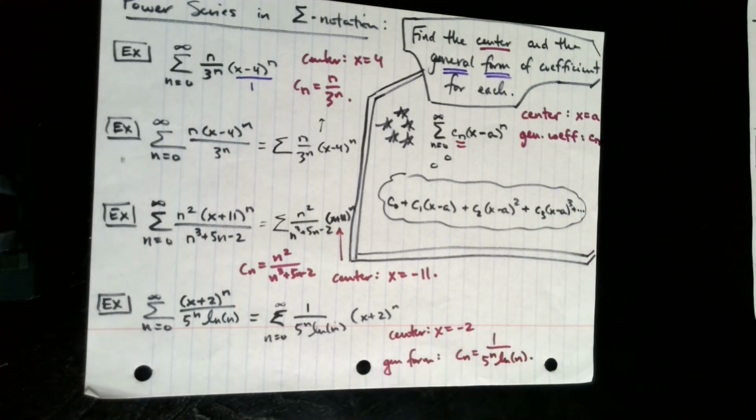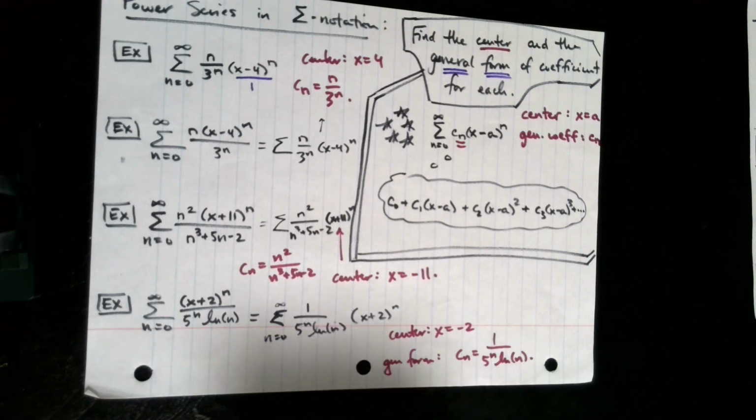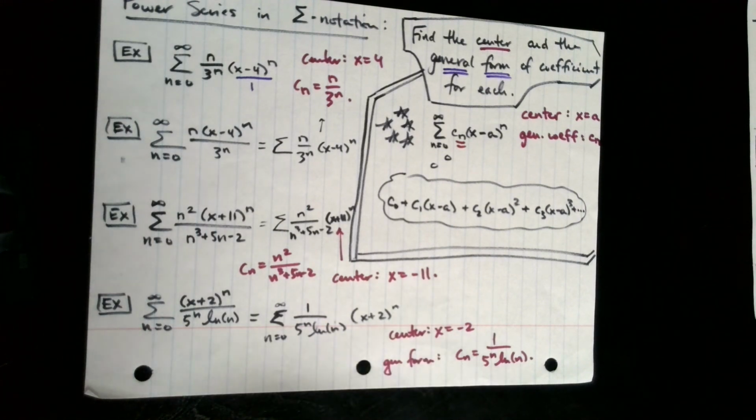And hopefully you can see from these examples that if you are trying to identify the center and the general form of the coefficient for a power series, it's actually not that hard. The general form of the coefficient is just the coefficient that's parked in front of that power of x. And the center is the value for x that you have to plug into that power of x in order to make that power of x 0.